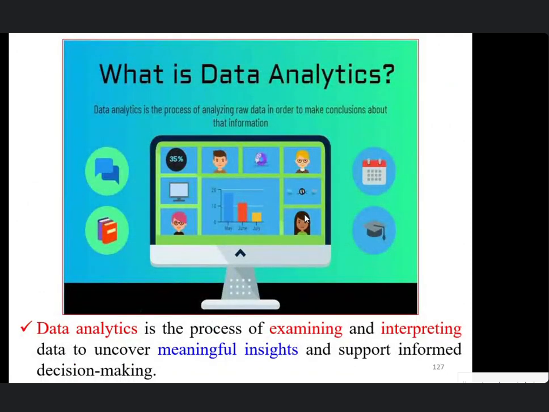Then what is data analytics? Data analytics is the process of extracting meaningful, interesting patterns from a huge volume of data by applying classification, clustering, association rule mining, outlier detection, recommender engines, etc. Finally, we are uncovering meaningful insights by using data analytics. So we are analyzing the raw data in order to make conclusions, and we are taking better decisions about that information. Are you clear, Ramchan?